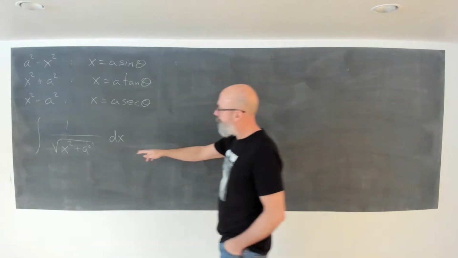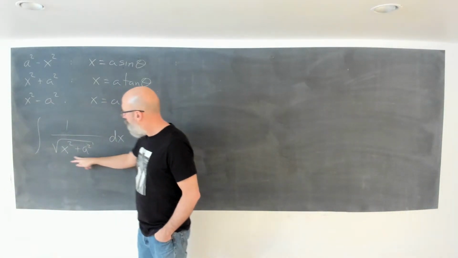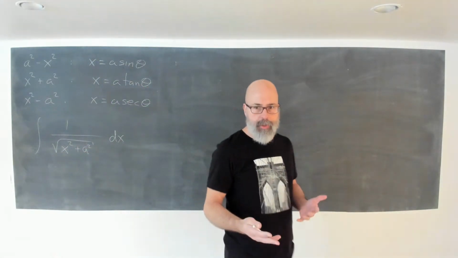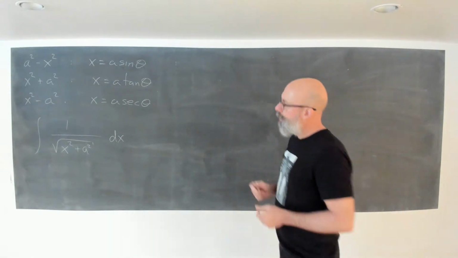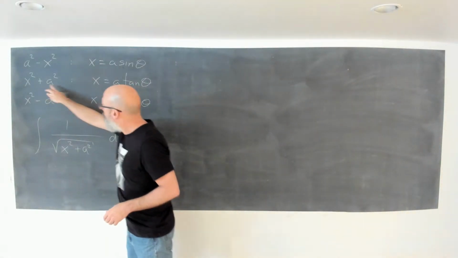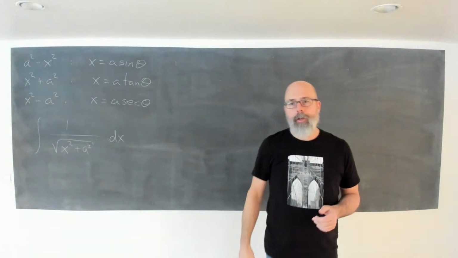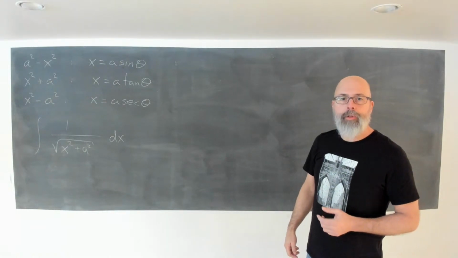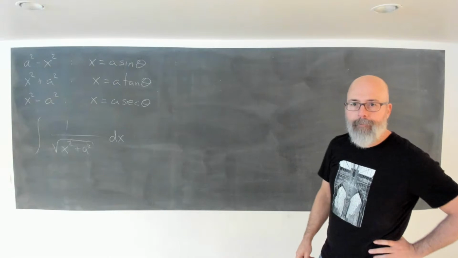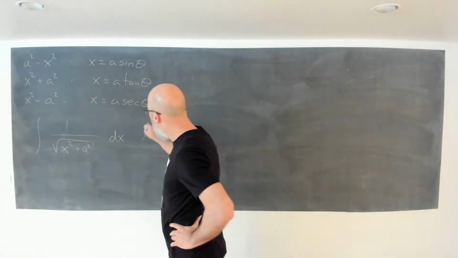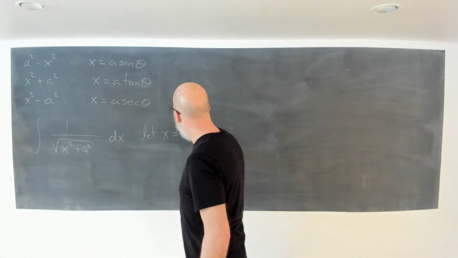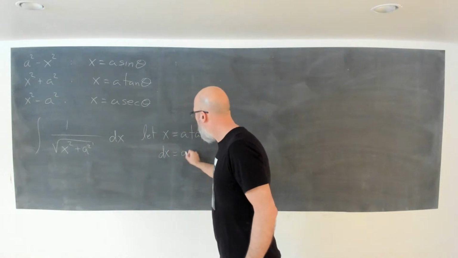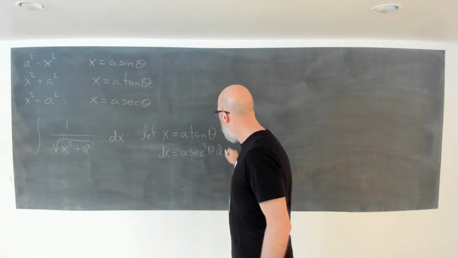So again, the idea, first of all, is that you have the square root of a sum. And as you know, the square root of a sum is not the sum of the square roots. And by doing a tangent substitution, this allows you to get rid of the sum. So let x be a tangent theta, then dx is a secant squared theta d theta.